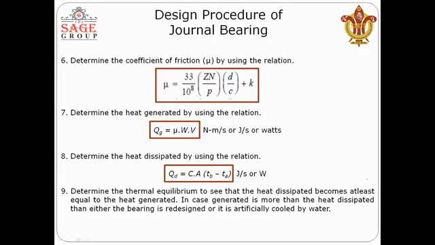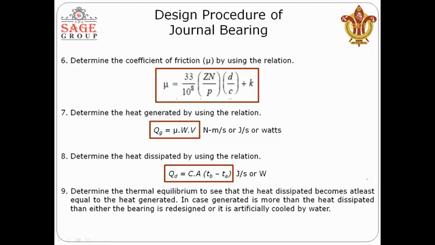So please, one more thing, please don't confuse this K with the bearing modulus K. The bearing modulus K is represented by the capital K, and this correction factor k is represented by the small k. Fine. So from here we will get the value of the coefficient of friction.